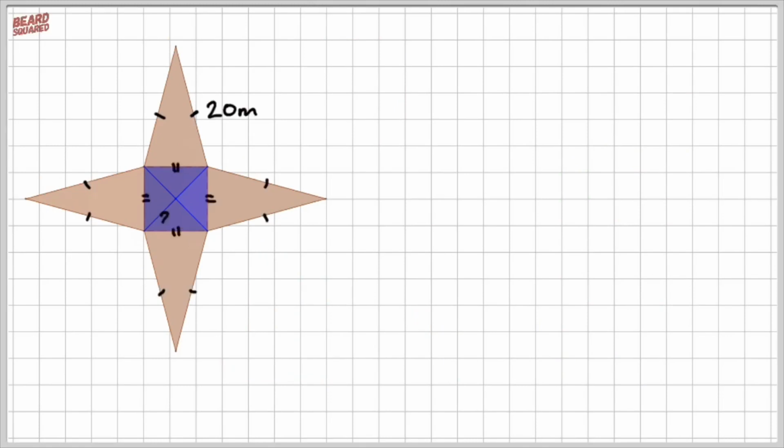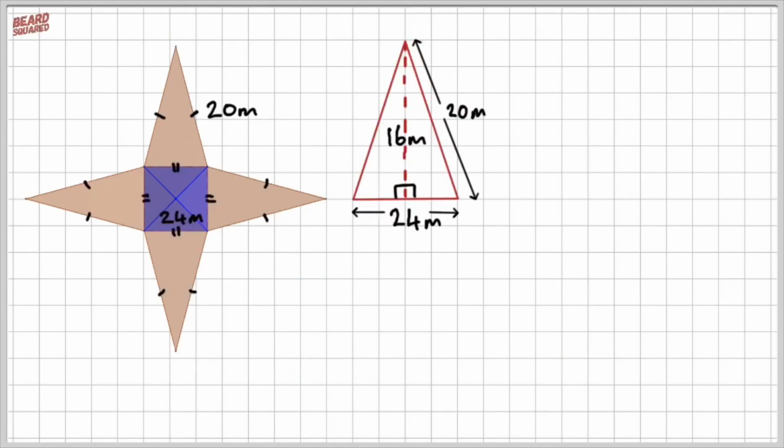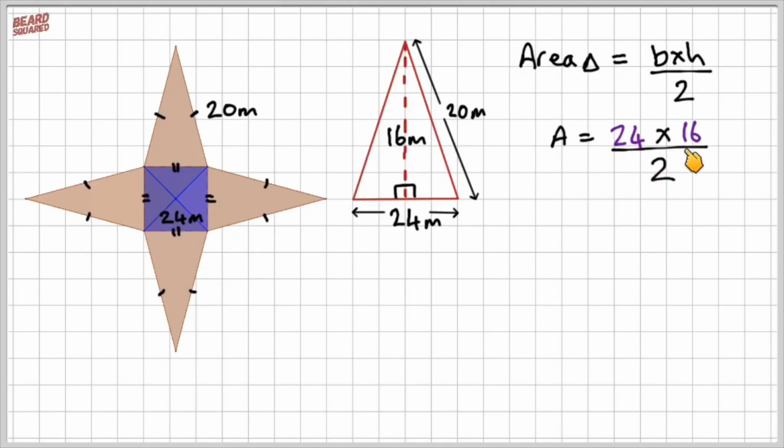Okay, so what we can do now is use that perpendicular height of 16 meters to work out the area of the triangle, using the area of a triangle as base times height divided by 2. So I know that the base is 24 and the height is 16. We're going to divide that by 2, and that's going to give us a total area of 192 meters squared.